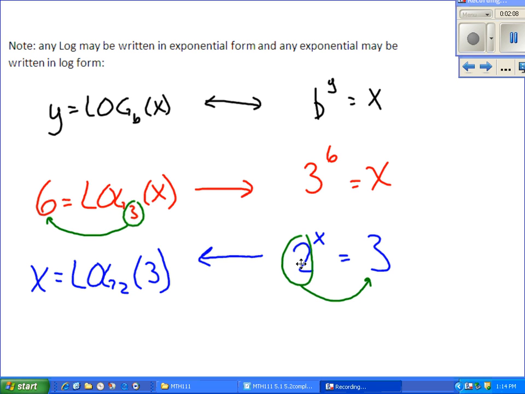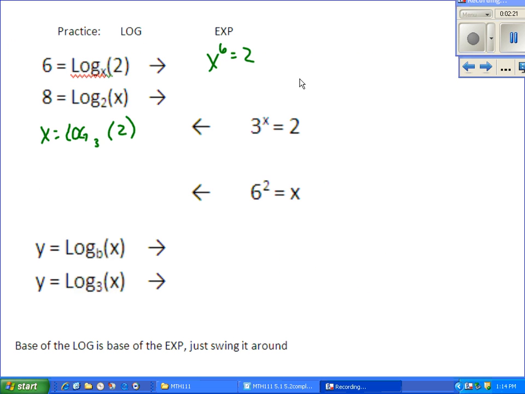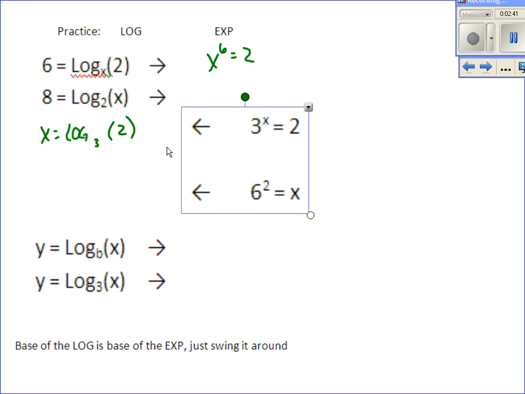If I'm in exponent form and want to get to log form, the base of the exponent is going to swing to the other side to become the base of my log, and then the x falls down. So x equals log base 2 of 3. A couple more examples. 6 equals log base x of 2 in log form. To rewrite in exponential form, swing the x over, push up the 6, x to the 6 equals 2. In exponential form, 3 to the x equals 2. Take the 3, swing it to the other side, becomes the base of the log, and we get x equals log base 3 of 2.